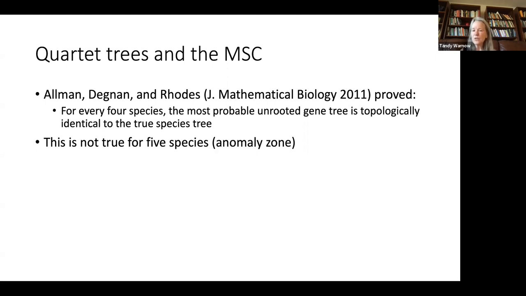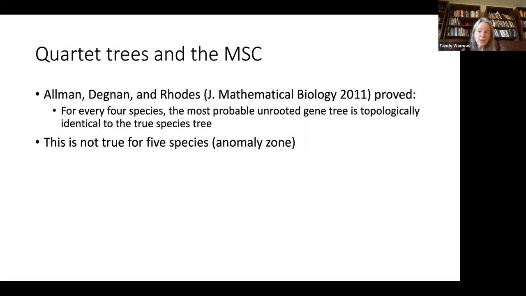Unfortunately, this isn't true for five species. So you can't just take the most frequently observed five-leaf unrooted gene tree. With five species, you have to do something else. With 100 species, you have to do something else. So what should you do when you have more species? For the computer scientists in the audience, I think you can imagine what you might do. You would compute the gene trees, look at all the gene trees. For every four species, look at the most commonly observed gene tree topology and write it down. Now you have a bunch of quartet trees.